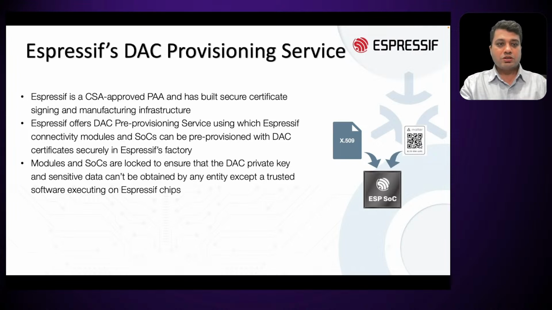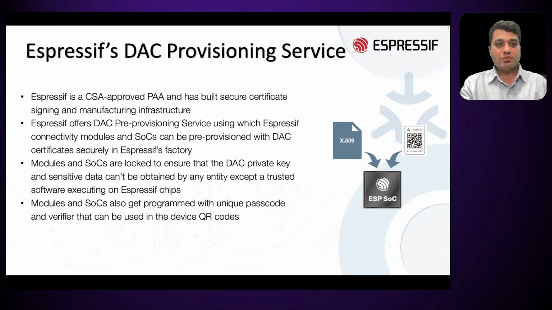So when the chips or modules are in transit or at the contract manufacturer's place, it is not possible to trivially read the contents to extract this sensitive information from them. And then these modules and SoCs also get programmed with a unique passcode and verifier. This also simplifies generating this information, which is unique for each device, and then you can generate device QR codes easily from that database.